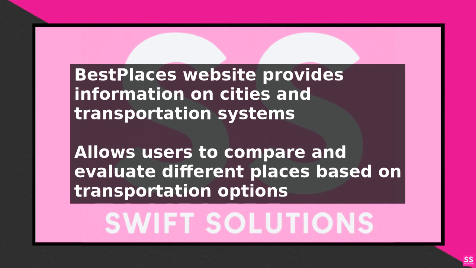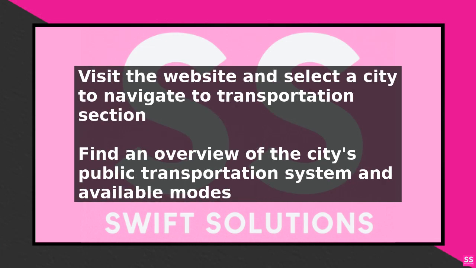First, visit the BestPlaces website and select the city you are interested in. Once you have selected a city, navigate to the transportation section, where you will find an overview of the city's public transportation system. This section will provide information on the different types of transportation available, including the frequency of buses and trains, and the coverage area of the transportation system.